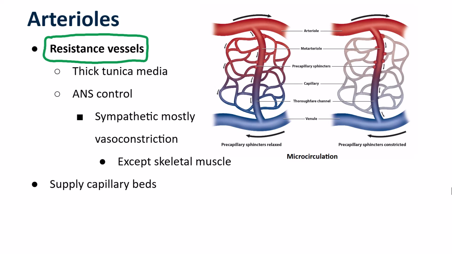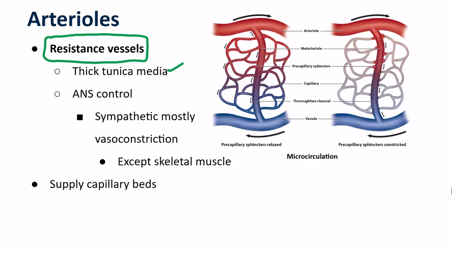So the autonomic nervous system can control how much blood is flowing through them thanks to their very thick walls of smooth muscle. And when we think about autonomic control, there's the sympathetic division and the parasympathetic division. The sympathetic division predominantly will lead to vasoconstriction.